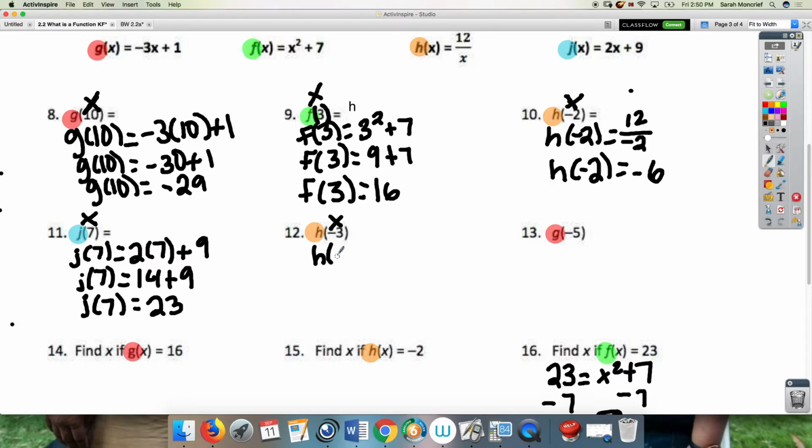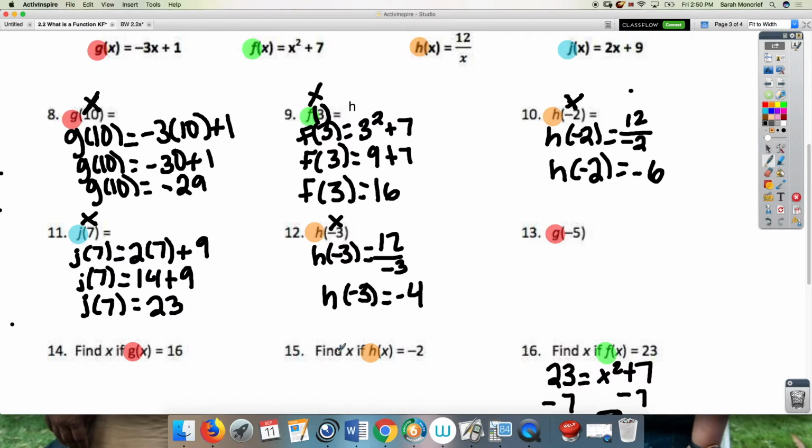So h of negative 3 is equal to 12 over negative 3. What is 12 divided by negative 3? Negative 4. No, 4. Positive 4. I mean, yeah, it's 4. It's a positive over a negative, so it's going to be negative. It is h of negative 3 is equal to negative 4.